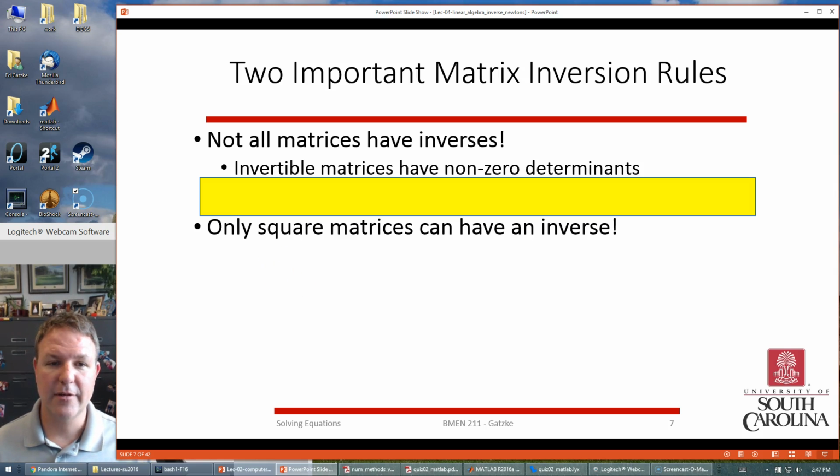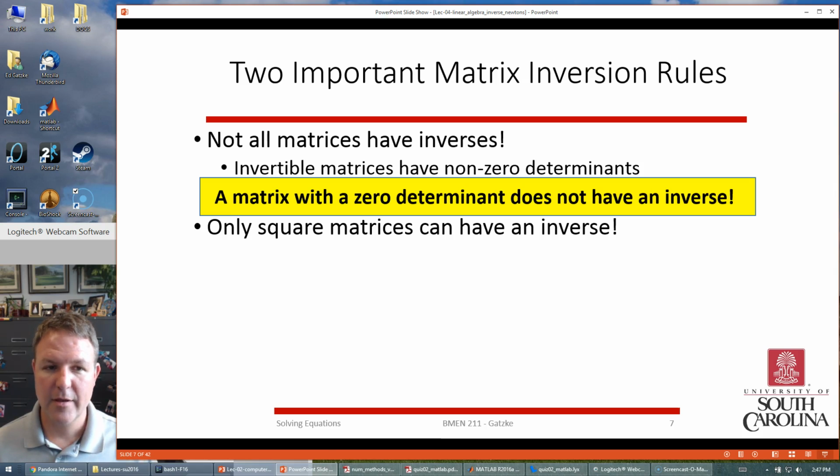Two important things. Not every matrix has an inverse. Invertible matrices have non-zero determinants. So a matrix with a zero determinant does not have an inverse. That means you can't solve that set of equations. And we're also only considering square matrices. We're not going to talk about non-square systems. That's beyond the scope of this class. Assuming you have the same number of variables as you have equations, that means it's a square system.